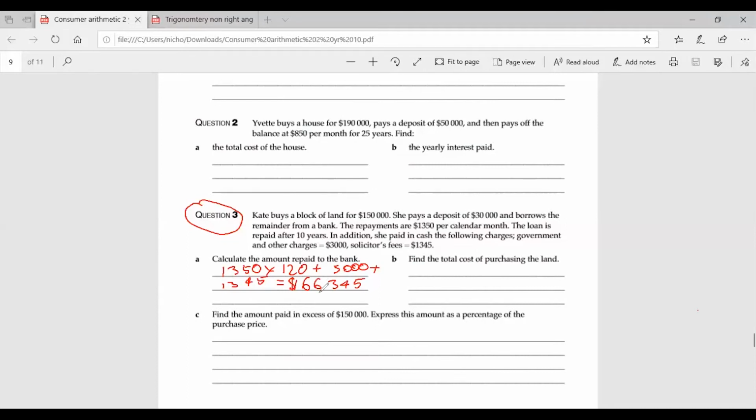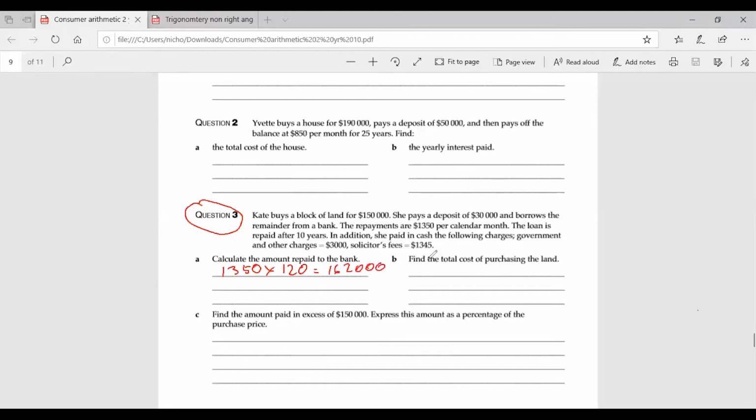So we'll calculate the amount to be repaid to the bank. So my apologies, we don't need to include these charges because this is just the amount she has to pay to the bank. Okay. So it's just going to be 1,350 times 120. Right? So what's that going to be? 162,000.